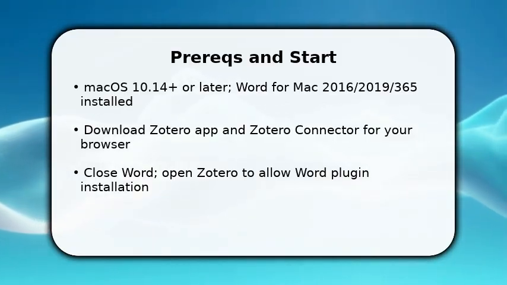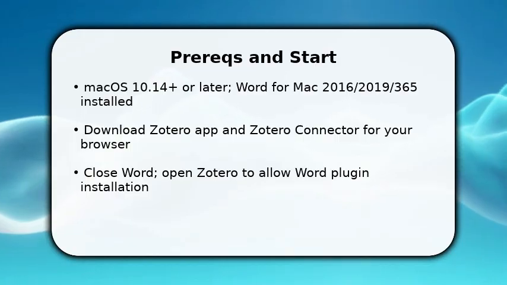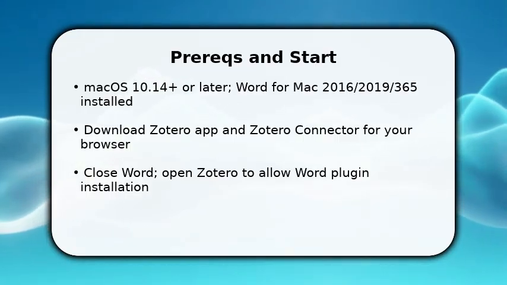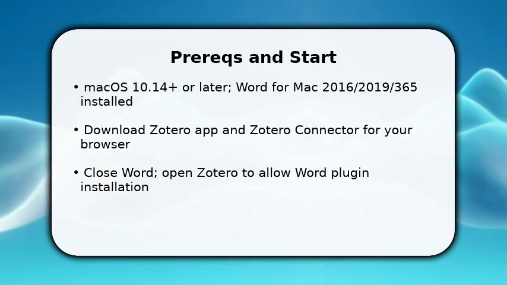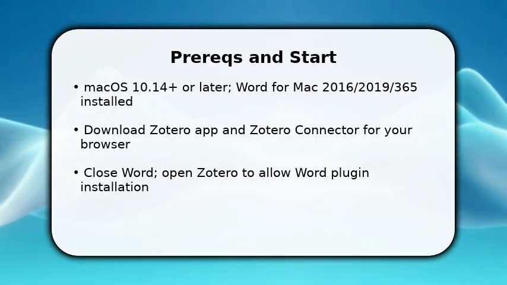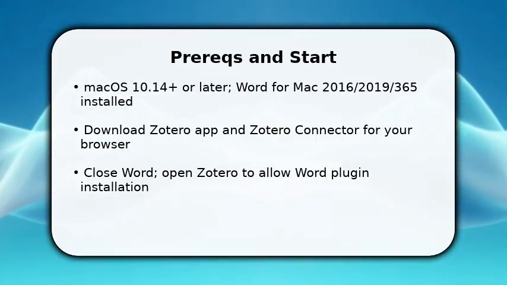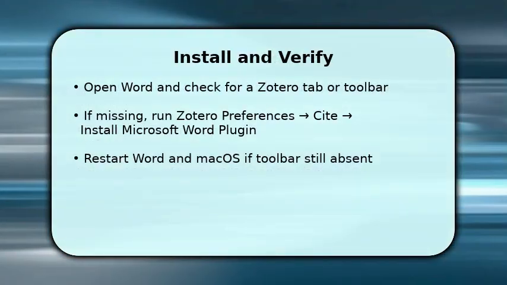Make sure you use the same Mac OS account for both apps, otherwise, permissions block the installer. After installation begins, wait for the confirmation message before opening Word again. Once you reopen Word, look for a Zotero tab or toolbar.